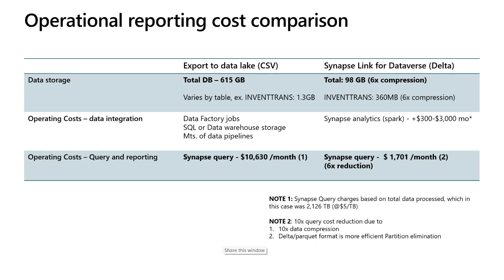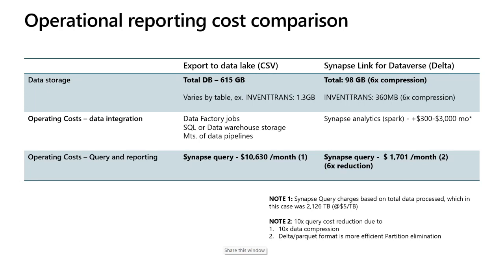Why does it matter? The storage is very cheap in the Synapse data lake, so it doesn't matter whether it's 615 gigabytes or 98 gigabytes. It's not a material storage cost. However, the cost is material when you're querying this data.